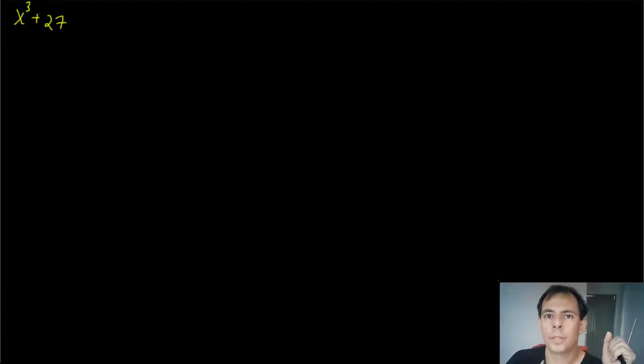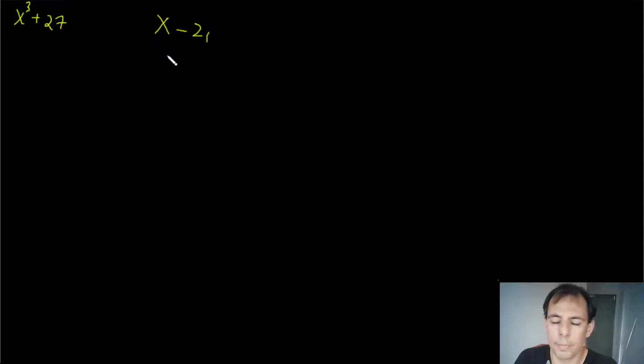Hey everybody, today I'm going to show you guys how to factor x cubed plus 27. Since it's a cubic, the largest power is 3, so we have 3 zeros, therefore we have 3 factors, because in order to find a factor, all you have to do is x minus one of the zeros: x minus z1, x minus z2, and x minus z3. These are going to be the 3 factors.